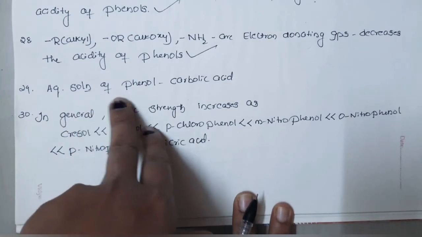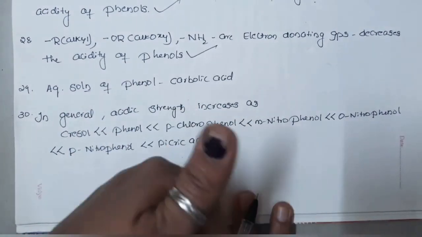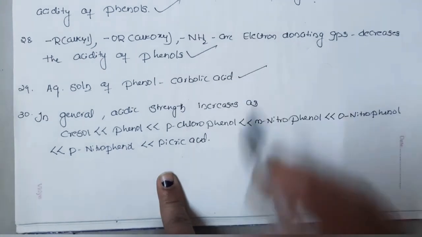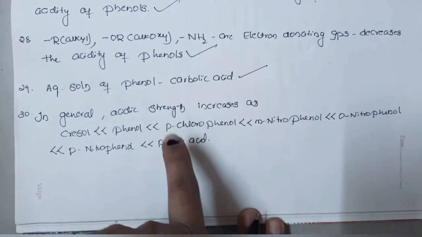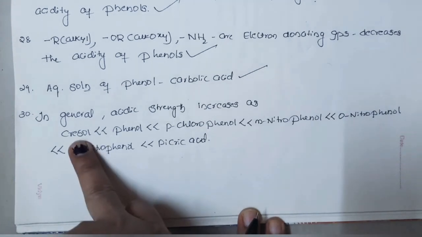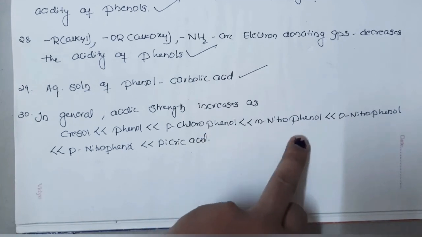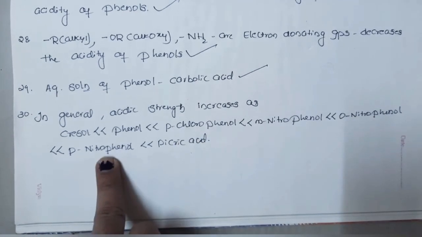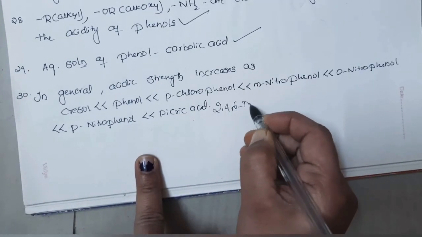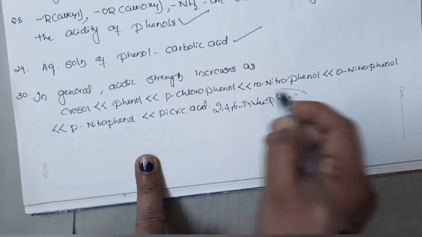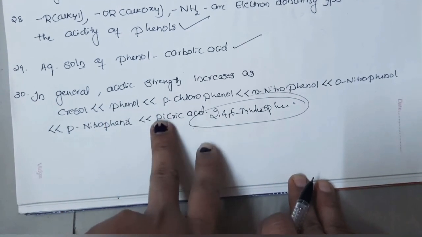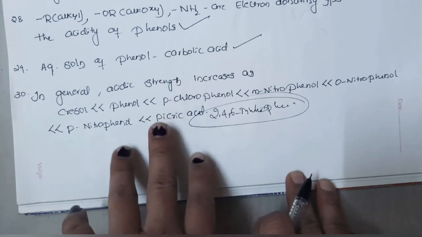Next, the aqueous solution of phenol is called carbolic acid. This is another point you have to give importance to. At last, they're going to ask you the comparison of acidic strength. The compounds are cresol, phenol, parachlorophenol, metanitrophenol, orthonitrophenol and paranitrophenol, followed by picric acid. What is picric acid? It's 2,4,6 trinitrophenol. When they ask you the comparison of the acidic strength of these, you should be aware.